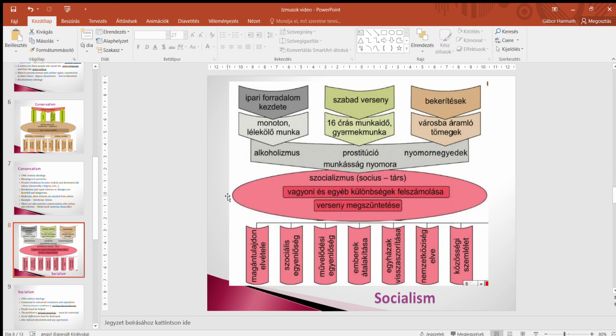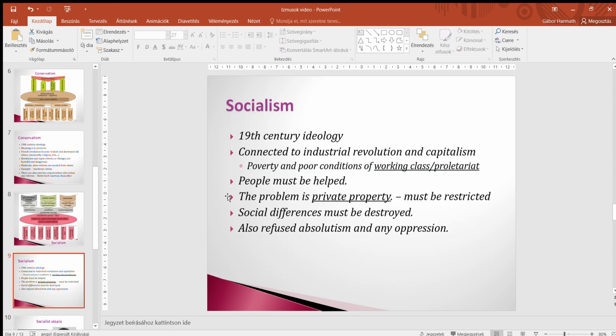I also collected these. 19th century ideology connected to, yeah, that's what I said. People must be helped. The problem is private property, and private property must be restricted. Social differences must be destroyed. Okay. Also refused absolutism. So these low layer people wanted more rights.